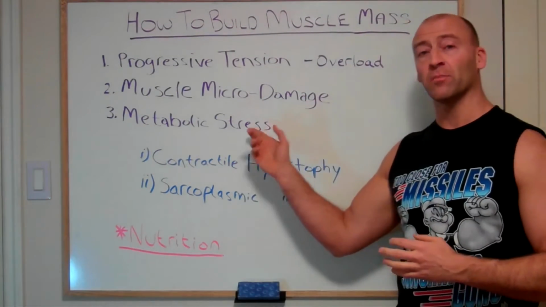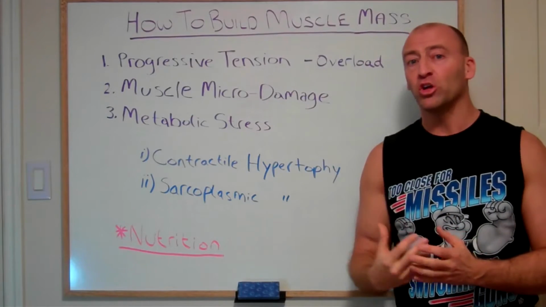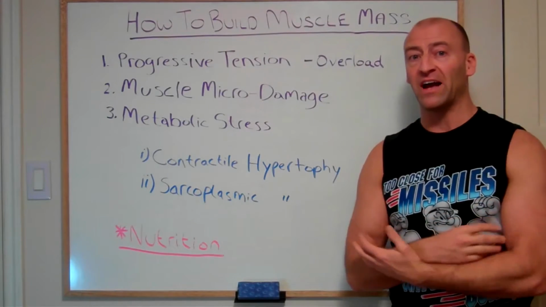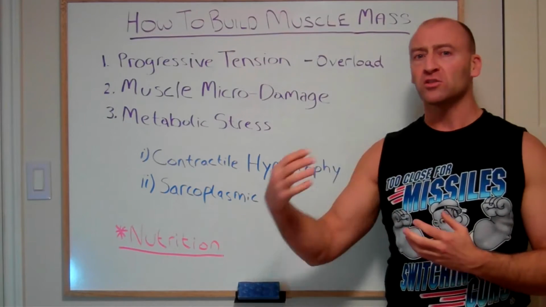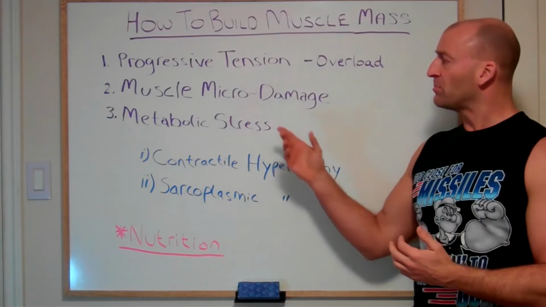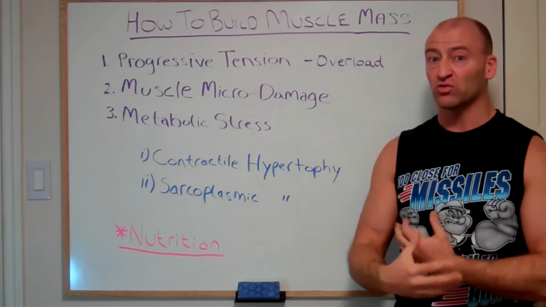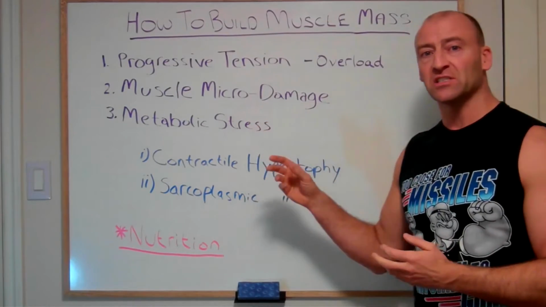So let's look at factor number 3, metabolic stress. And this is typically from the high volume training where you'll get that pump effect, you'll get that lactic acid build up in the muscles, and that will release all sorts of other growth factors, IGF-1, growth hormone, in response to that metabolic distress on the muscles. And this is where typically the higher rep ranges will come into play.